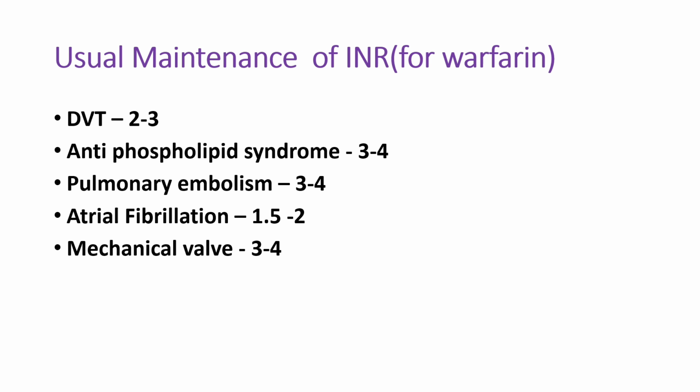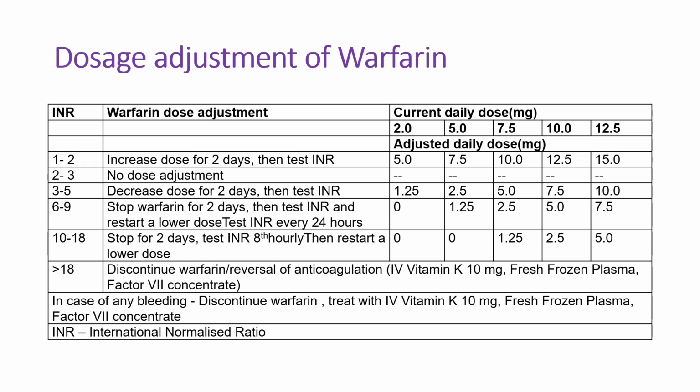The usual maintenance target for warfarin in DVT is an INR of 2 to 3. That is very, very important. We have to keep the INR in between 2 to 3. Dosage adjustment can be tried according to this chart when we are continuing warfarin. If the patient develops any risk of bleeding, we can treat with vitamin K and fresh frozen plasma. So vitamin K is an antidote for warfarin.